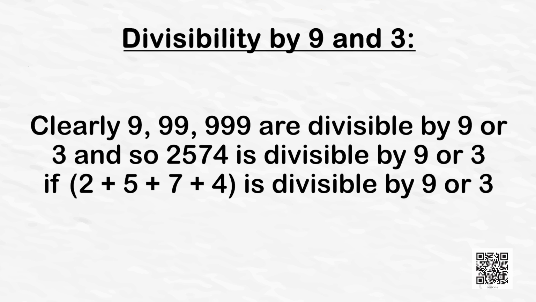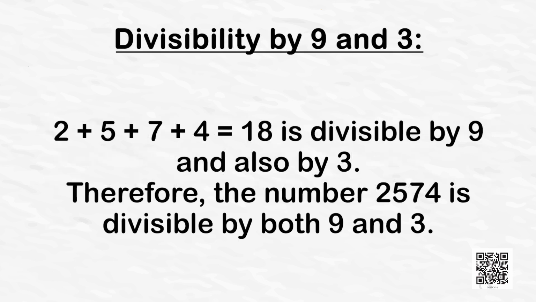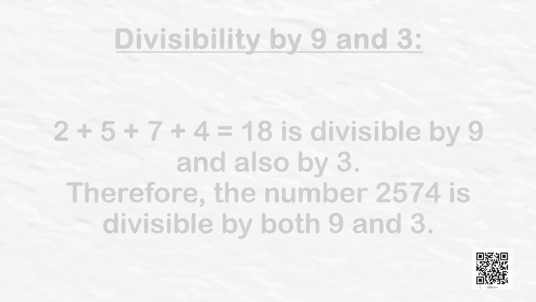if the sum 2 plus 5 plus 7 plus 4 is divisible by 9 or 3. We see that 2 plus 5 plus 7 plus 4 is equal to 18 is divisible by 9 and also by 3. Therefore, the number 2574 is divisible by both 9 and 3.